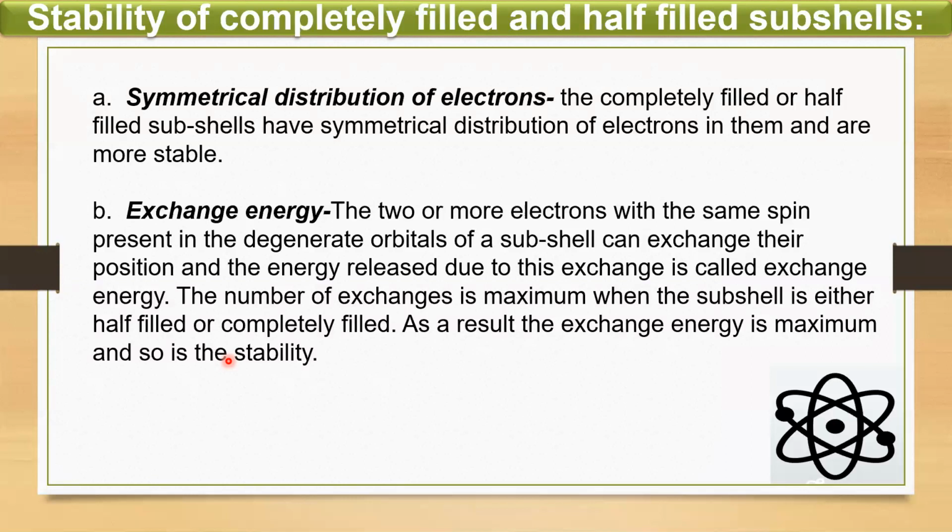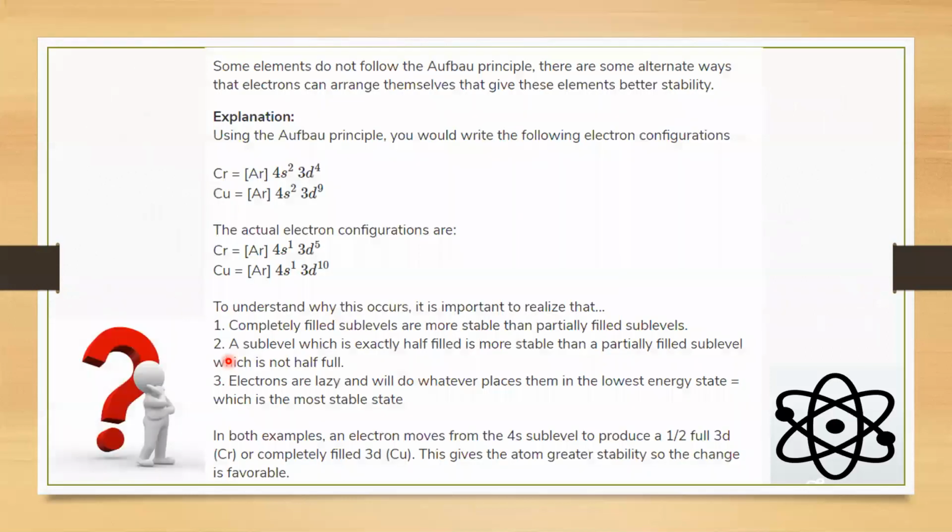That means the stability of an element is determined by the half filled electrons or completely filled electrons. That means here the electronic configuration matters. Here the Aufbau principle, Pauli's exclusion principle and Hund's rule come into existence. As a result, the exchange energy is maximum and so is the stability. Now quickly we will see an example and get this done in detail.